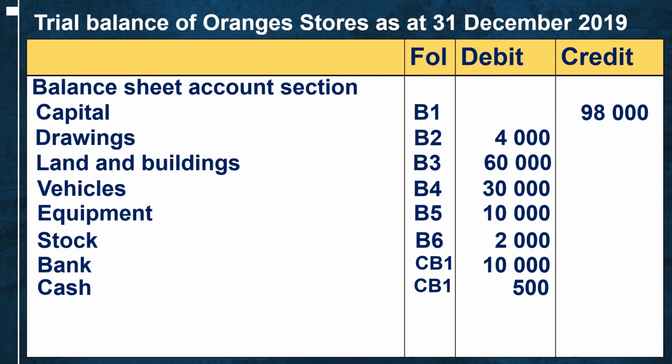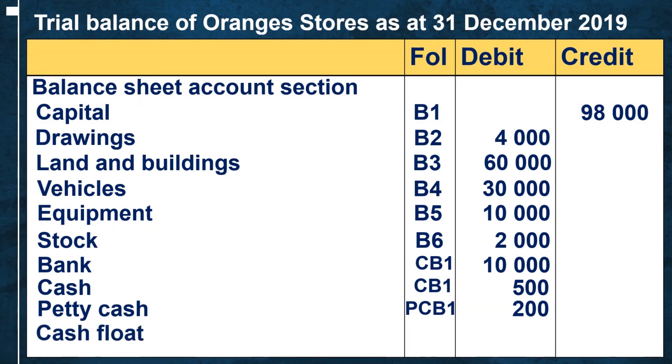We move on to petty cash, where we write petty cash in the first column, and in the folio column we write PCB1, and then we record the amount of 200 Namibian dollars in the debit column because petty cash increases on the debit side. We move on to cash float. We write cash float in the first column, and in the folio column we write B7, and then we record the amount of 1,000 Namibian dollars in the debit column because cash float increases on the debit side.